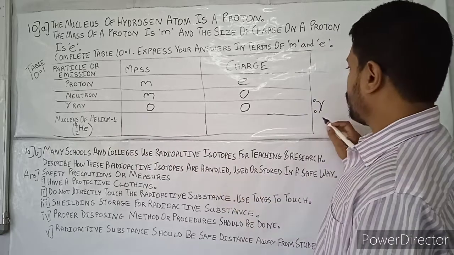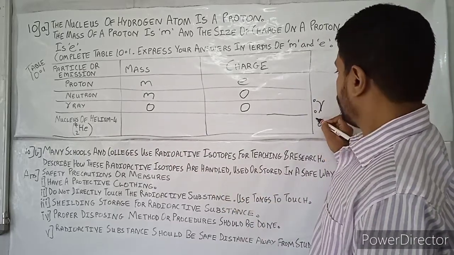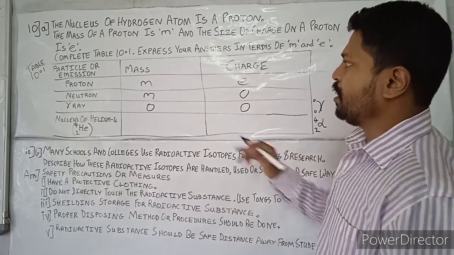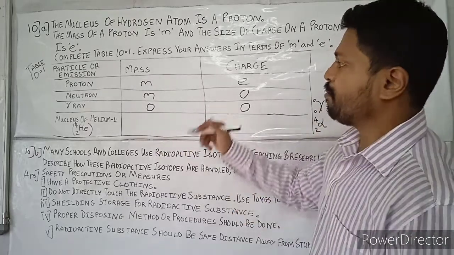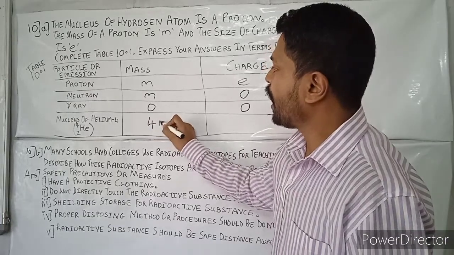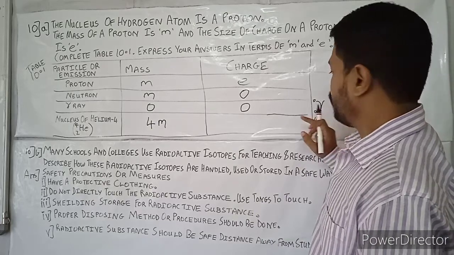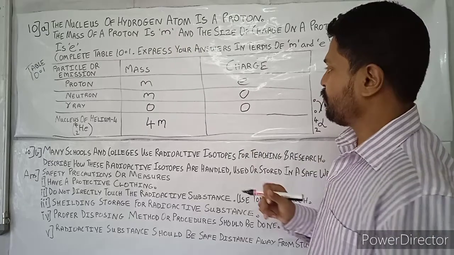Now this is the helium nucleus. We refer to the helium nucleus as alpha. This is 4, this is 2. So what is the mass number? 4 times m. This is the mass number, so we multiply 4 times the mass, and the mass of a proton is small m.